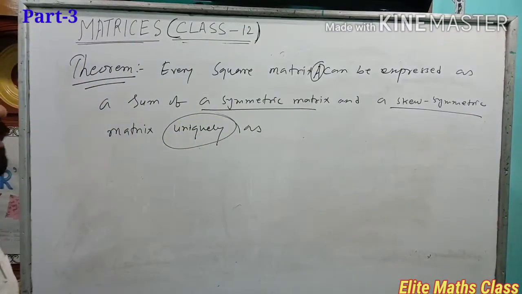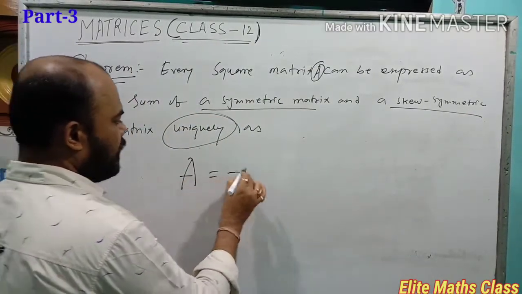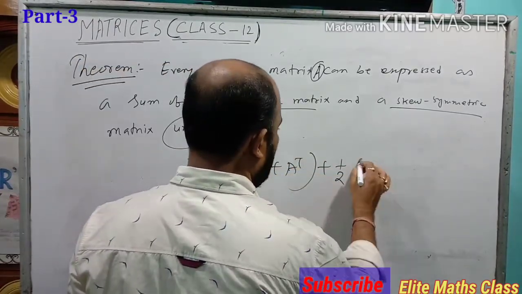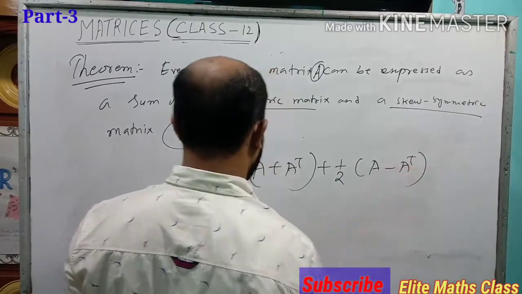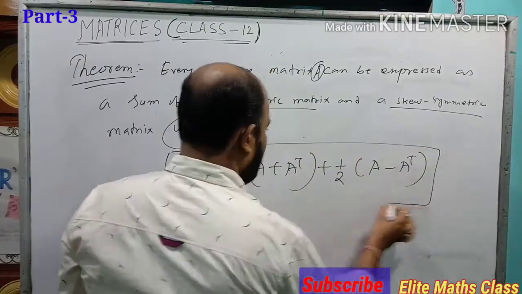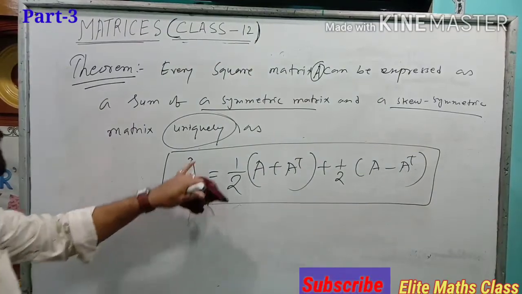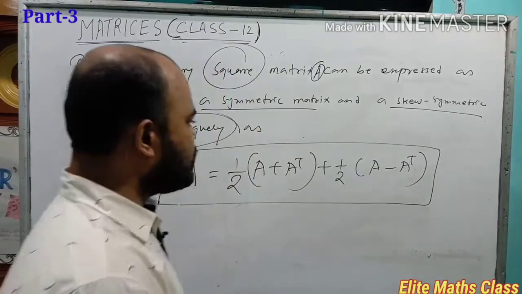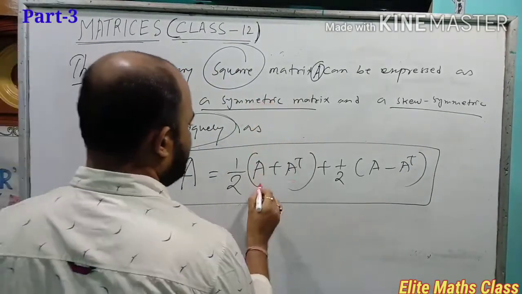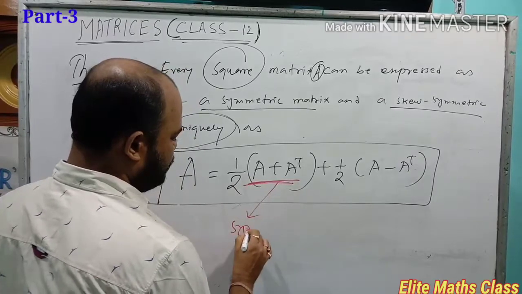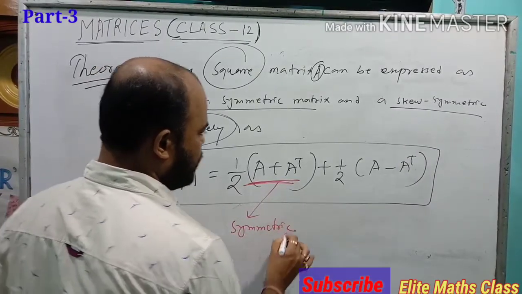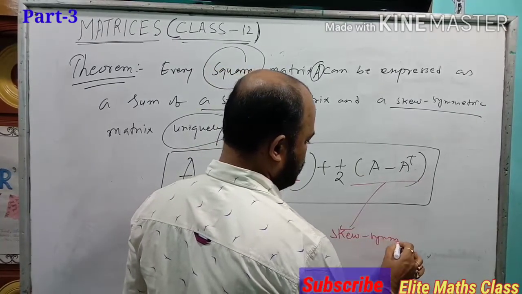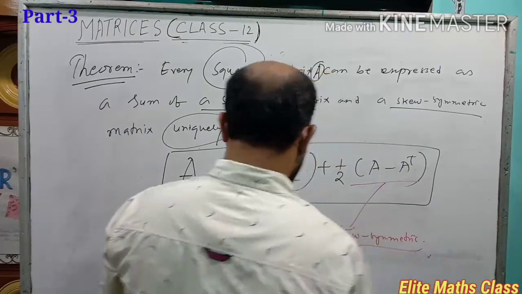This expression will be unique. Say this is the given matrix A. A can be written as half of A plus A transpose, plus half of A minus A transpose. This is the expression, and this expression is unique. This matrix must be a square matrix. Every matrix can be expressed as a sum of two matrices, of which one is a symmetric matrix. Here this matrix will be symmetric and this matrix will be skew symmetric. So this is the theorem.